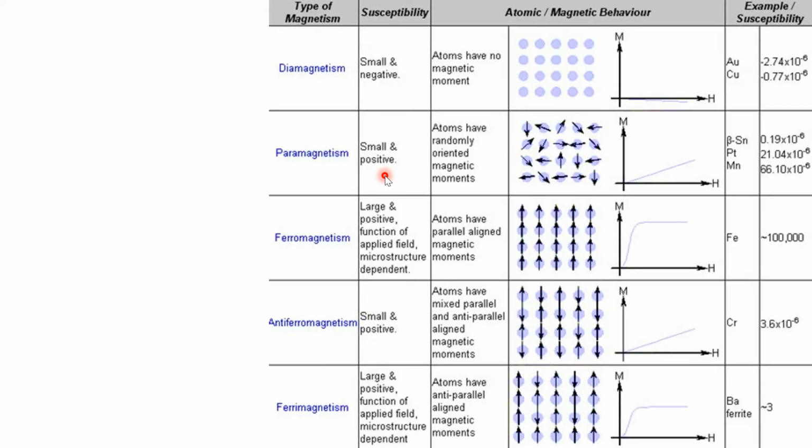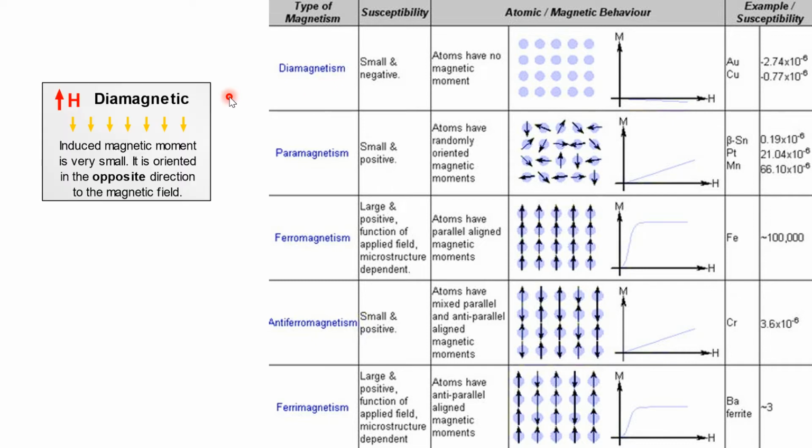So the first thing is, we have a table here which tells us about the type of magnetism, the susceptibility, the atomic or magnetic behavior, and certain examples and the susceptibility values. So the first one is diamagnetism. What is diamagnetism? Diamagnetism is a very weak form of magnetism that is non-permanent, and it will exist only when there is an external field applied. Here the external field is given by H, and the direction is given by this arrow. This is the external field.